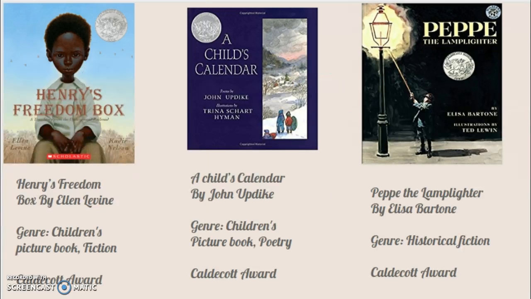Here are some other great texts to incorporate into the classroom. We have Henry's Freedom Box, a Caldecott Award-winning children's picture book by Ellen Levine. We have A Child's Calendar by John Updike. This is another Caldecott Award-winning poetry book. And last but not least, we have Pepe the Lamplighter. This is historical fiction and another Caldecott Award-winning book. This is written by Elisa Bartone.